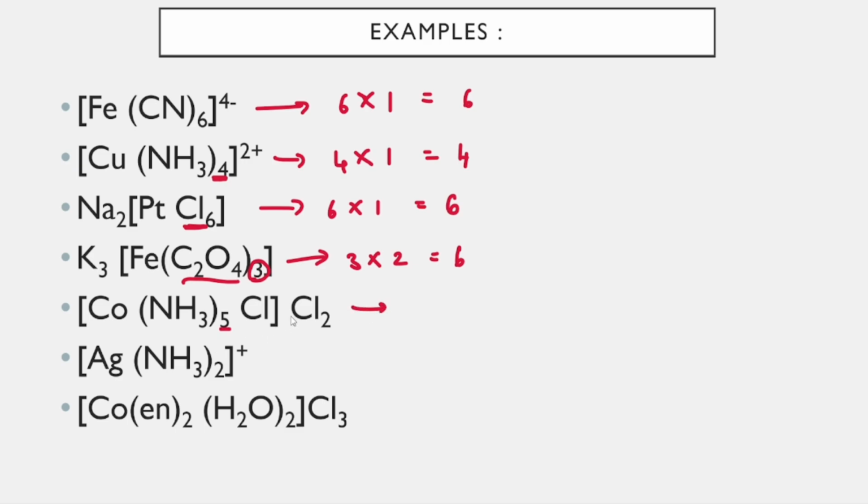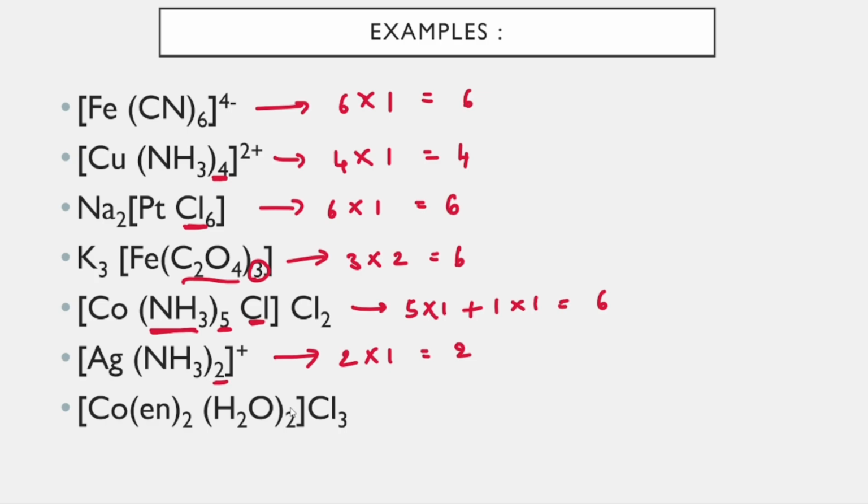Next, [Co(NH3)5Cl]. So we have 2 types of ligands, one is NH3 and one is Cl. First, we have 5 NH3 ligands, and NH3 is a monodentate ligand, plus we have one Cl ligand, and Cl is also monodentate. If we total this, we get 5 plus 1 equal to 6. The next one, [Ag(NH3)2]+. Here we have two ligands into denticity. NH3 is a monodentate ligand, so it will be 1. So the coordination number will be 2.